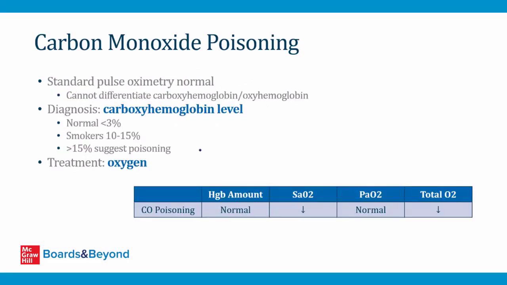A pulse oximeter is a device you put on a patient's finger, and it will tell you the percent saturation of hemoglobin. It's often normal in the setting of carbon monoxide poisoning, and that's because the pulse oximeter can't differentiate carboxyhemoglobin from oxyhemoglobin.